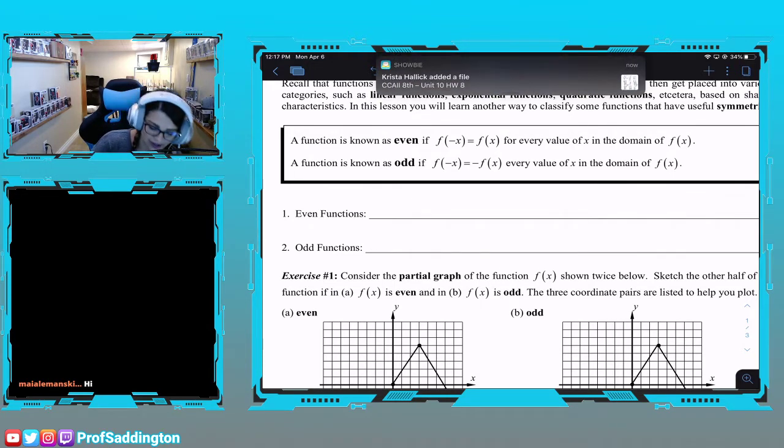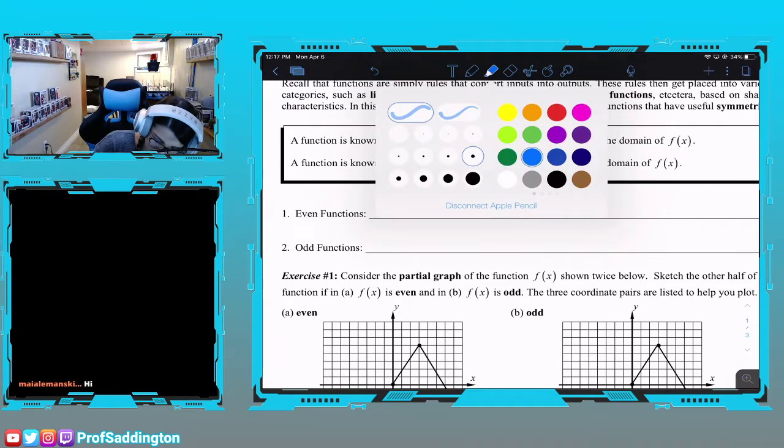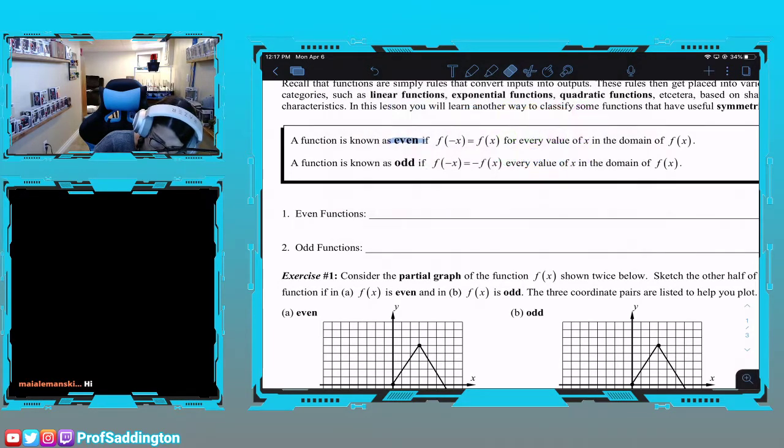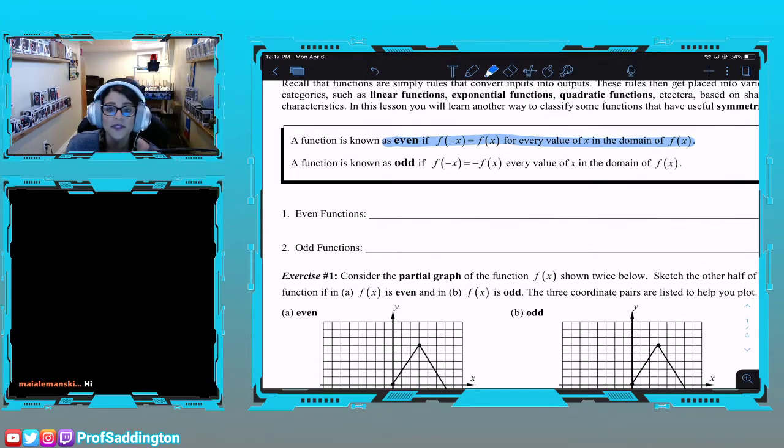So a function that is known as even, my highlighter's not very thick, is it? Boom, let's try that. All right. A function is even if this happens. Your input, so f of negative x is equal to f of x for every value of the domain of f of x.